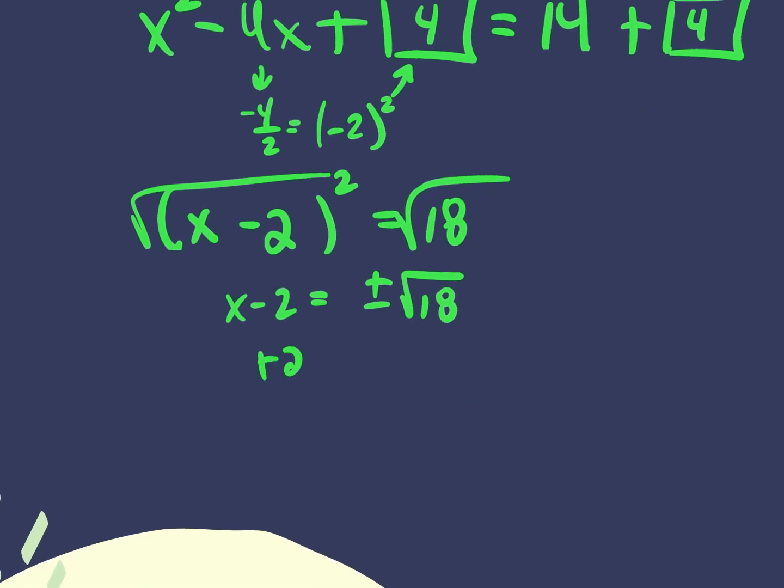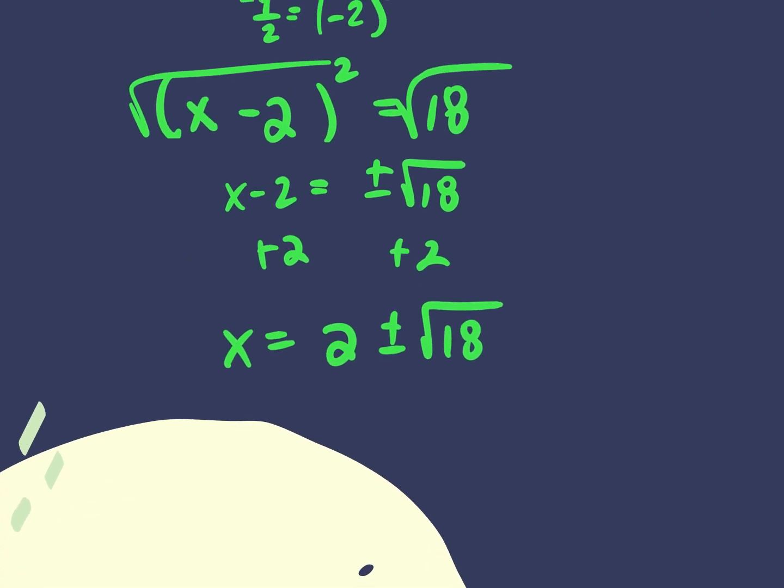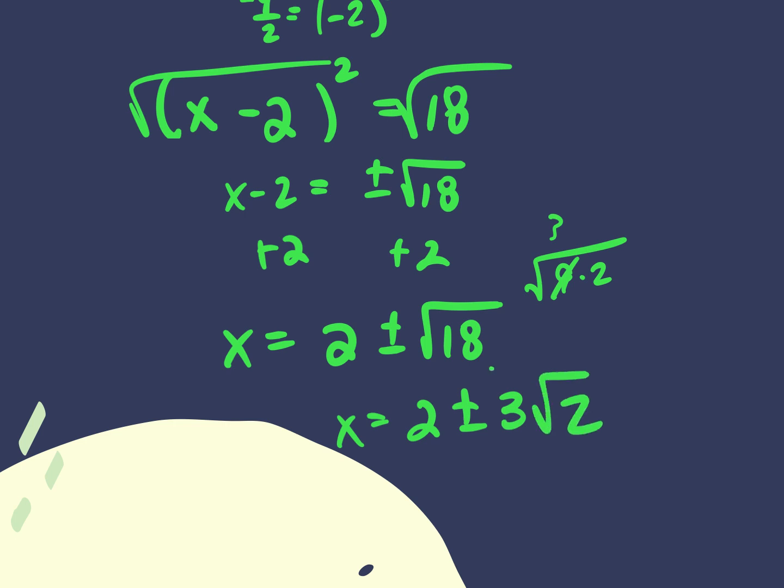I'm going to add 2, yes, and then we're going to break down. So I have x equals 2 plus or minus the square root of 18. And then we say, can we break down the square root of 18? Into what? So 9 times 2, this becomes 3 root 2. So you have x equals 2 plus or minus 3 root 2. Those are your two x values. You would get the exact same thing if you used the quadratic formula.